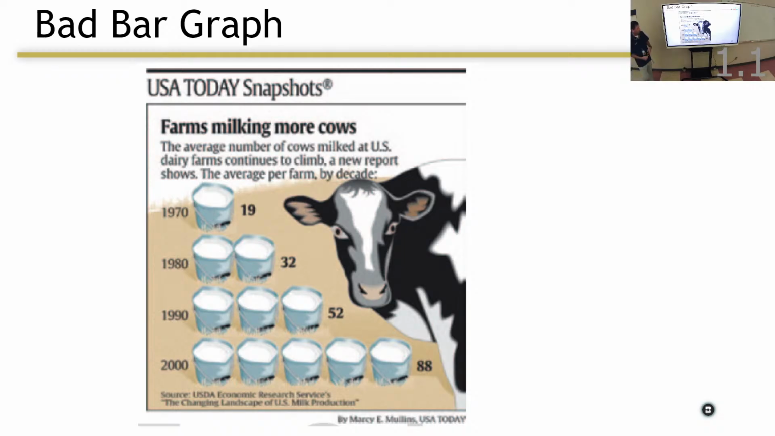Farms built in more cows, right? In 1970, it was 19 cows. In 1980, it was 32 cows, and in 1992, not 32. And this down here is 1, 2, 3, 4, 5 cows. That should be close to 100, if that's 20 times 5. So just recognize this type of thing.